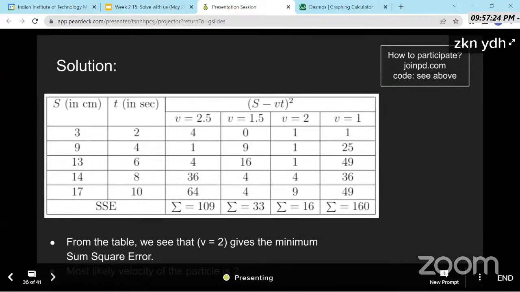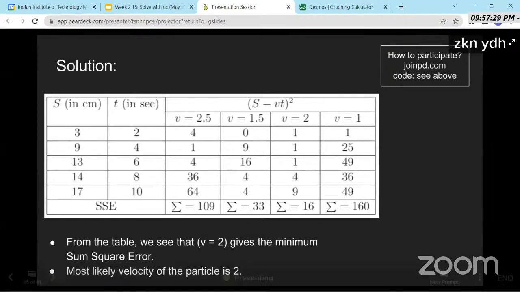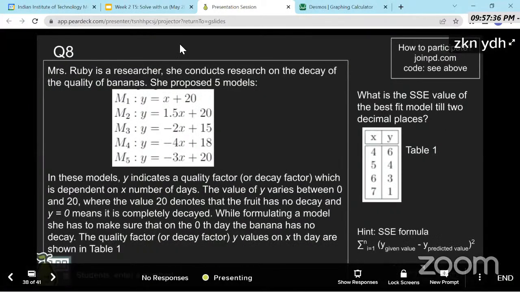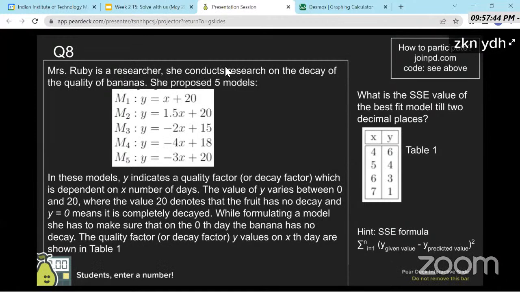For example, this particular question, the Ruby problem, is in your graded assignment. You remember this question? Ruby is a researcher, a conductor. Okay, we did it. So there are 5 models here. Now, will you find SSC for all of these? Finding SSC for one model itself is a hectic task, and now you have 5 models. Here we can use the given information. Here we will find only for 3 equations, negative equations.